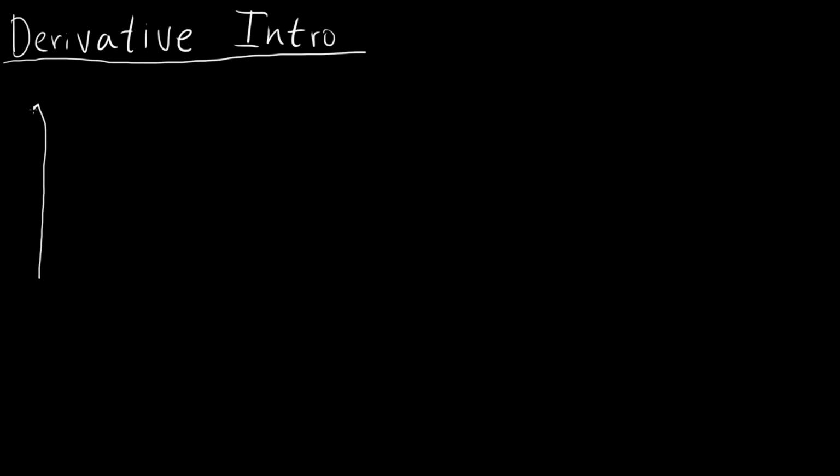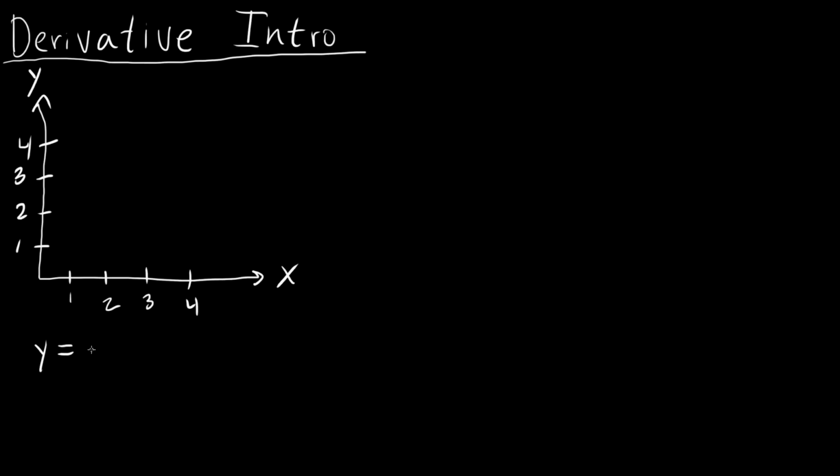So let me make an XY graph. Let's just say that there is a function y is equal to 2x. So on this graph, it's going to look something like this. And it'll just keep going.